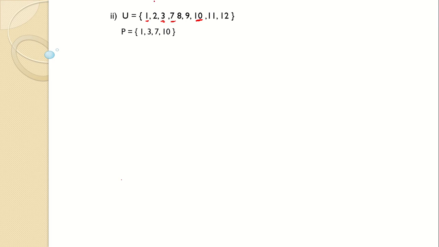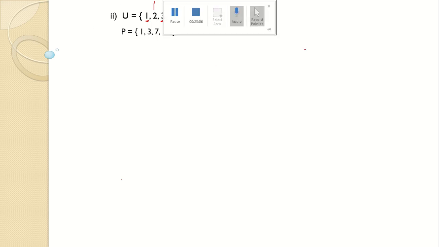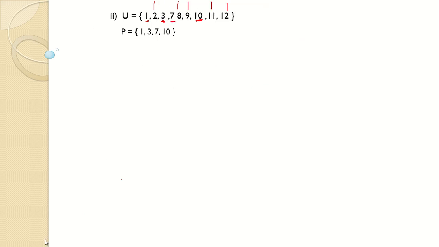So all the remaining here, 2, 8, 9, 11 and 12, they are going to be the elements of P complement. So I hope by now students you understand how to find P complement. The remaining elements of P complement are these. Now we have to show whether P complement is equal to P.